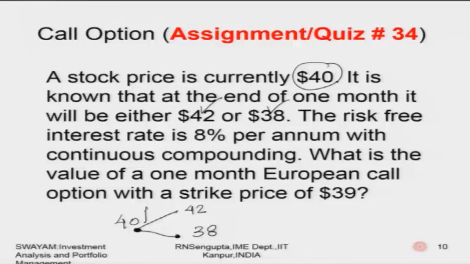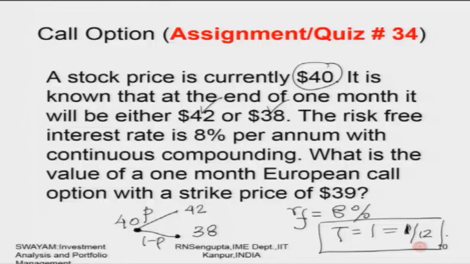The value of probability p of increase and 1 minus p can be found out, and the risk-free interest rate is given as RF. I am utilizing RF as 8% per annum continuous compounding, and the time frame is 1 month, which is equal to 1 by 12 in the year concept, because the time frame is always given in the yearly concept, whether it is given in months, days, weeks, whatever it is. Based on that you can find out the 1 month European call option with a strike price of 39.